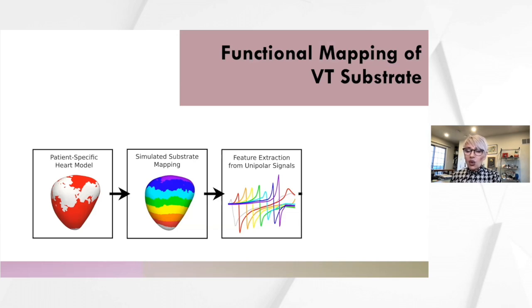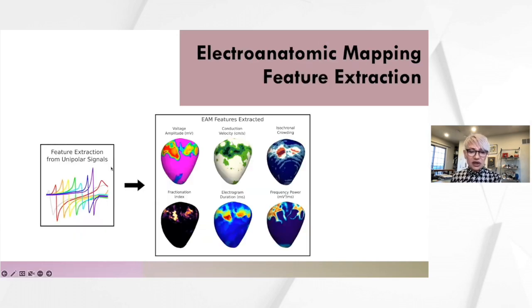And then we used these electroanatomical maps to extract features and create maps of features. So here you can see a map of voltage amplitude, a map of conduction velocity distribution, a map of isochronal crowding, a map of fractionation index, an electrogram duration map, and a frequency power map. We created these for each pacing site. We created 6 maps from the electroanatomical mapping features.